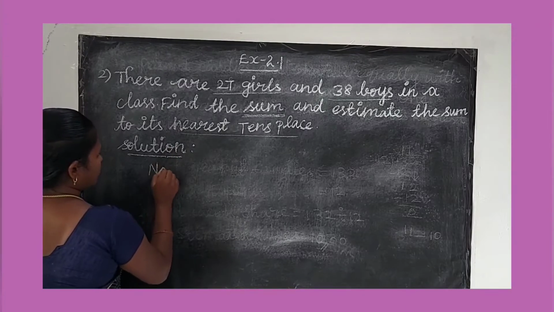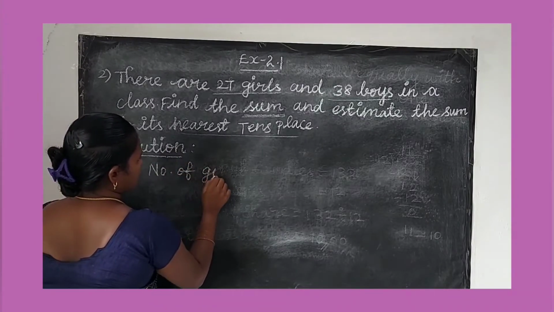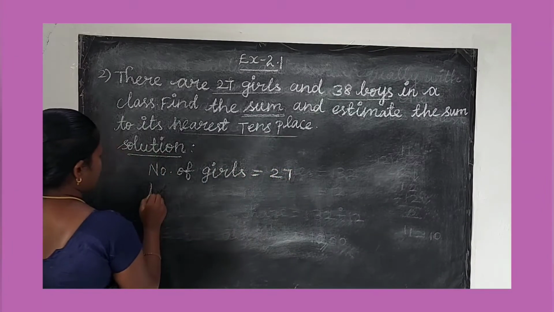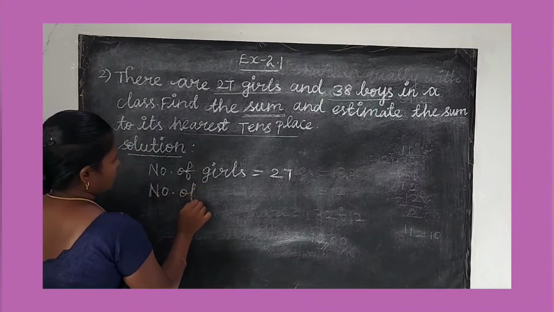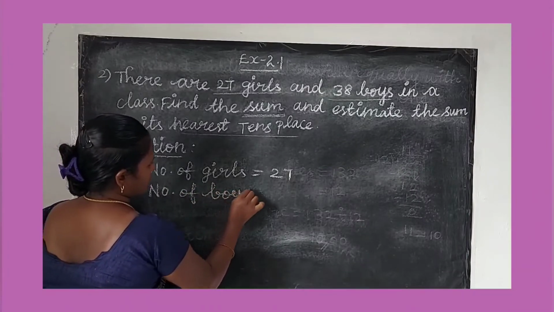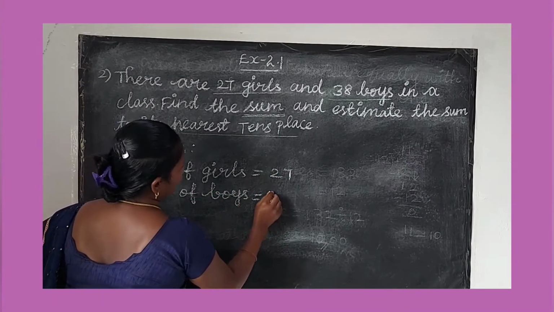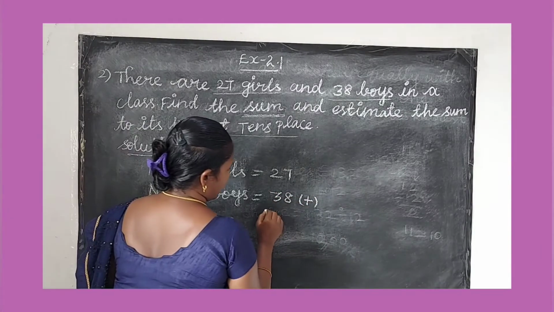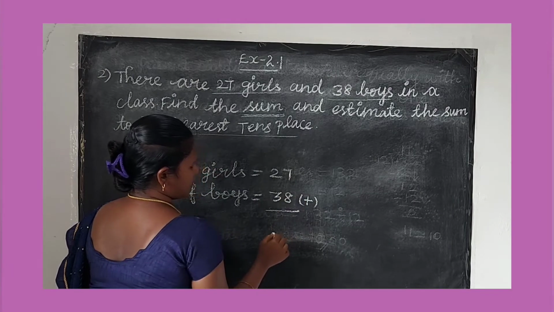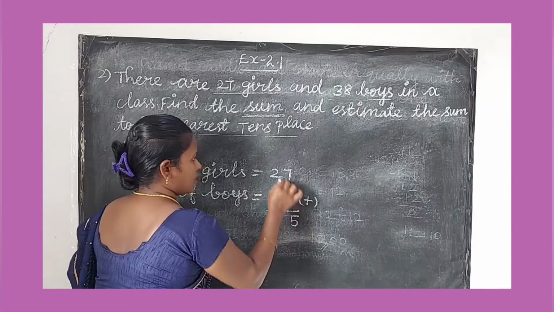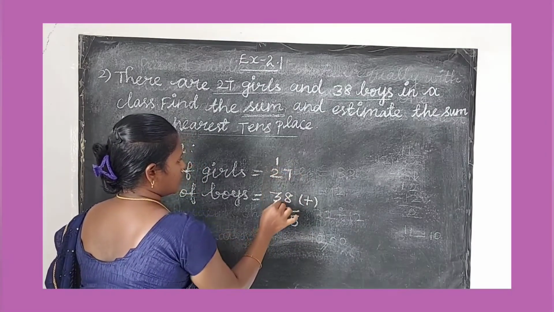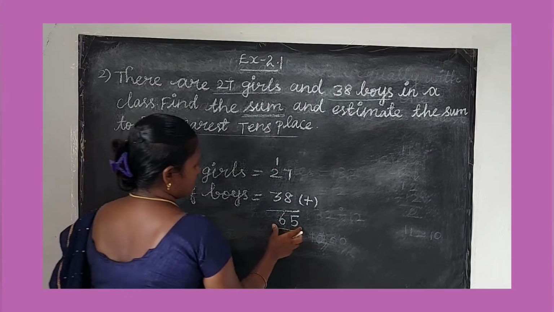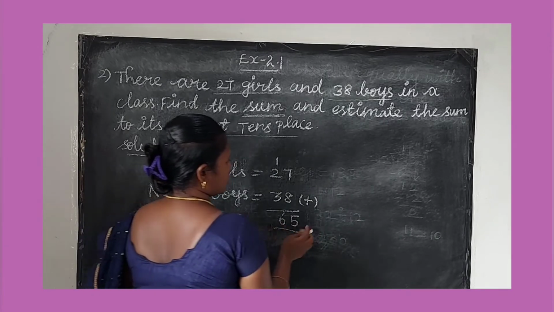Number of girls is equal to 27. Next, number of boys is equal to 38. Put the plus symbol. Now add the value: 7 plus 8, 7 plus 8 gets 15. Carry 1. 1 plus 2 is 3. 3 plus 3 is 6. So the value is 65. So the total value is 65.